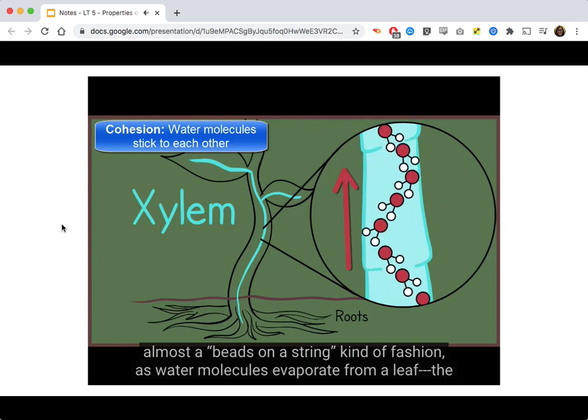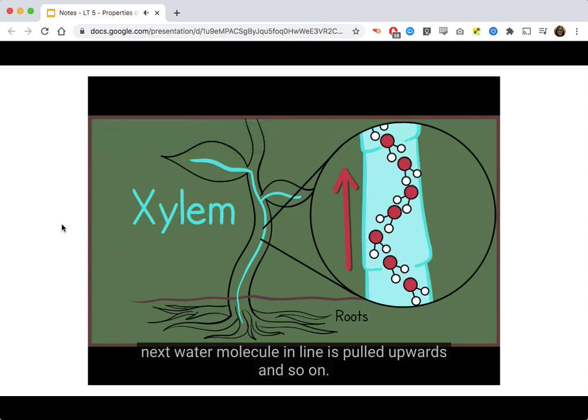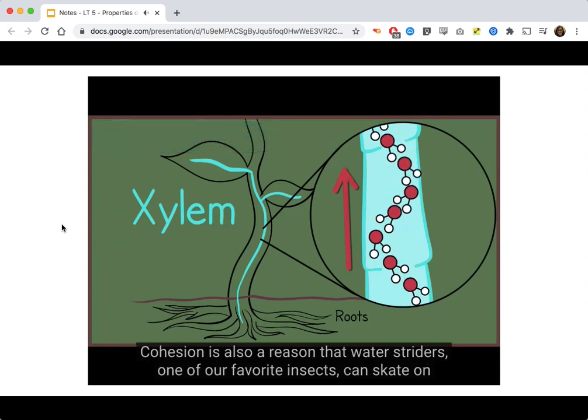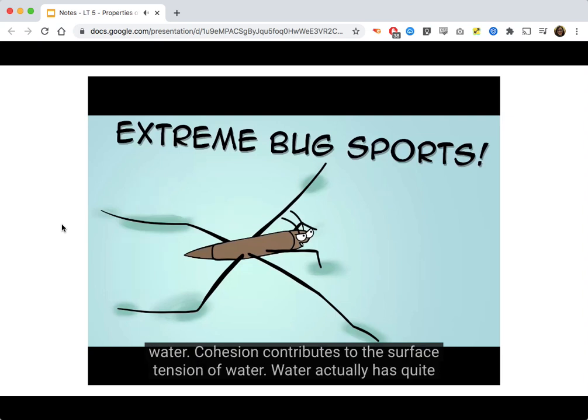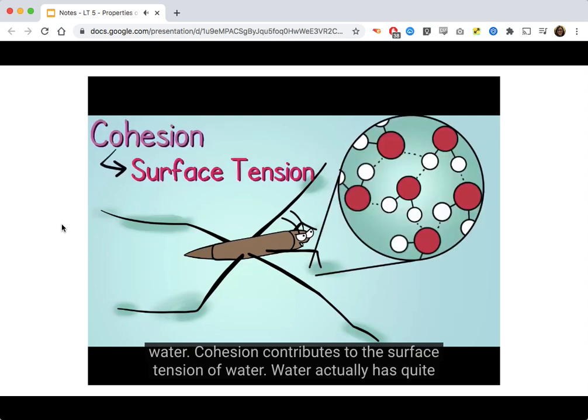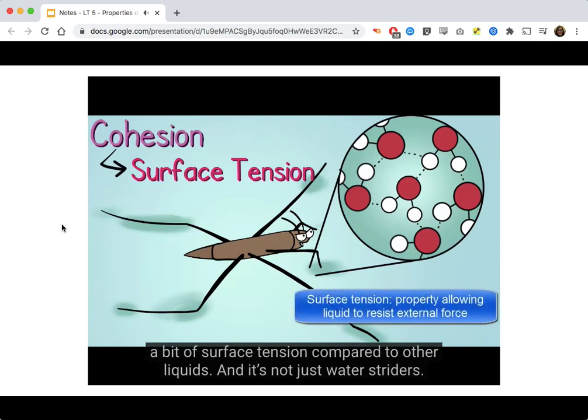Water molecules evaporate from a leaf, and then the next water molecule in line is pulled upwards, and so on. This cohesion is really a big deal. Cohesion is also a reason that water striders, one of our favorite insect types, can skate on water. Cohesion contributes to the surface tension of water. Water actually has quite a bit of surface tension compared to many other liquids.